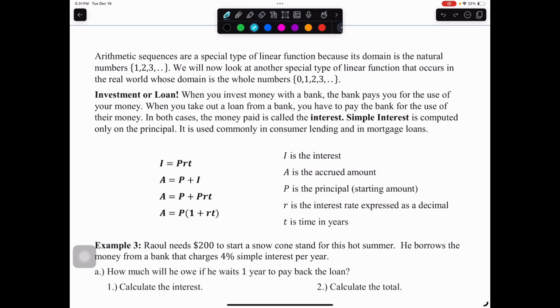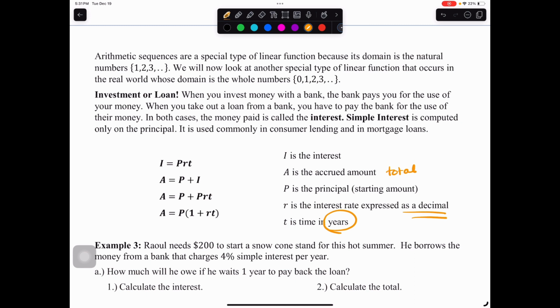So we have some formulas here along with what the variables represent on the other side. I is always the interest. A is the accrued amount, meaning all together, like the total. P is the principal, which is your starting amount. R is the interest rate, but make sure you express it as a decimal. And T is time in years. So if someone says 6 months, I'm not putting in 6, I'm putting in 0.5, half a year.